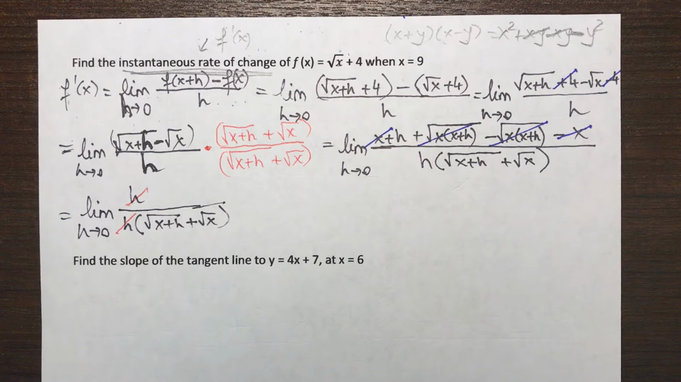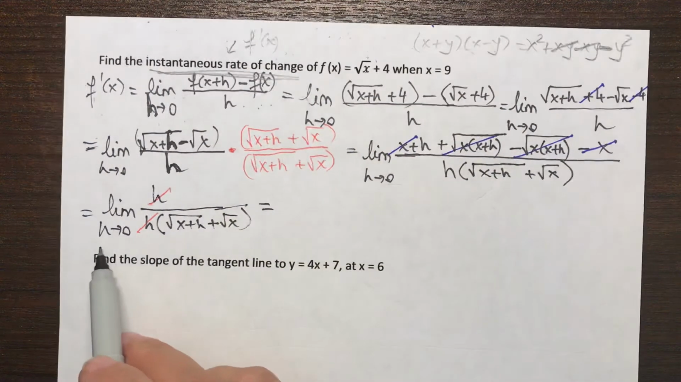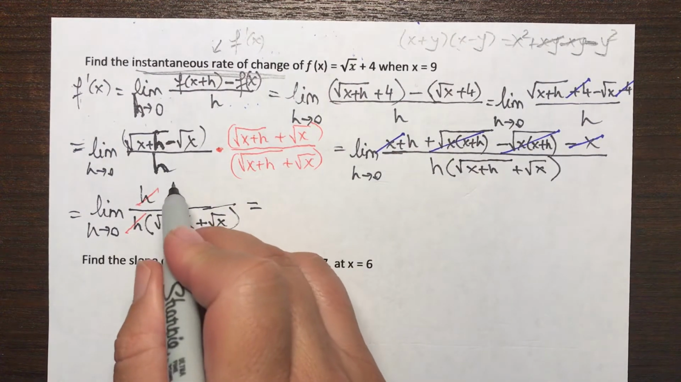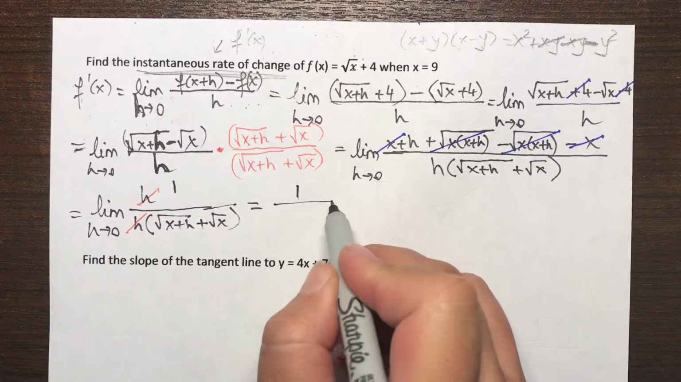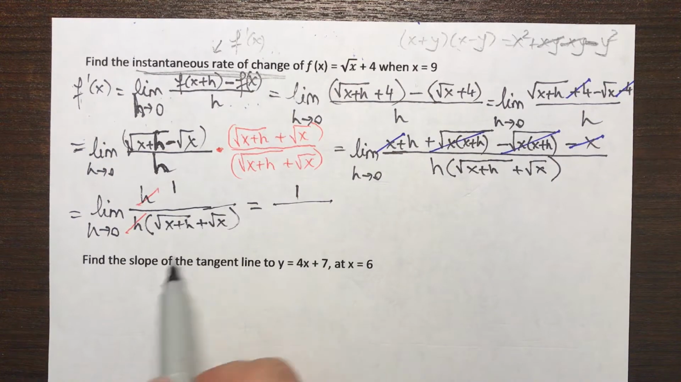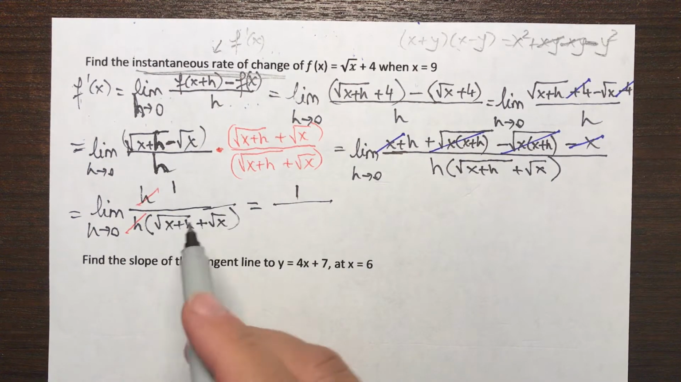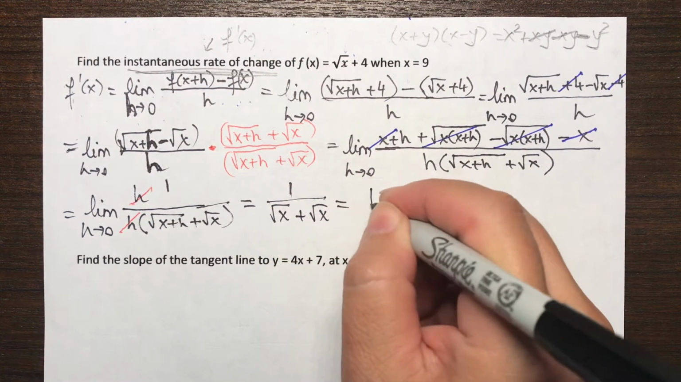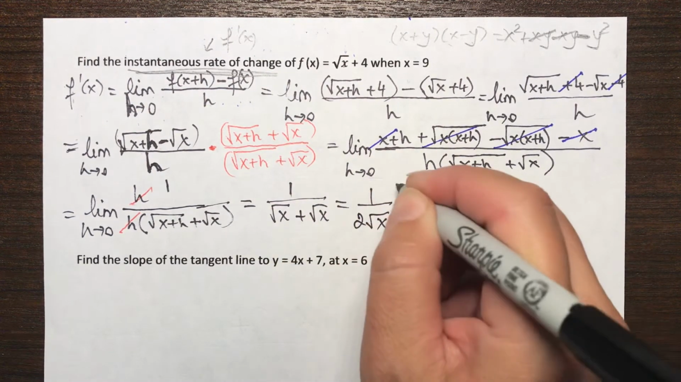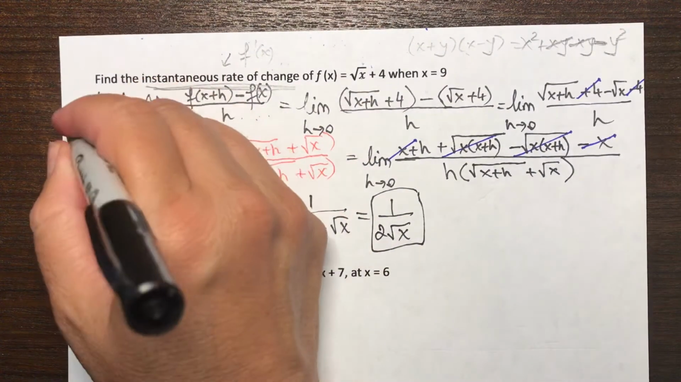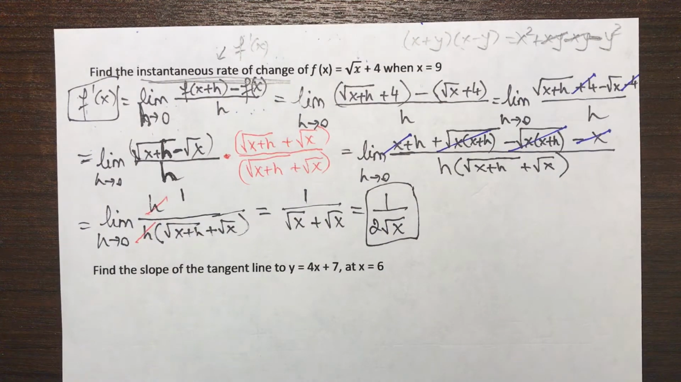So can I now plug in 0 for h just to save some time? Now I'm finally ready to evaluate this limit. So again, when they reduce, I'm left with a 1 in the numerator. h goes into h 1 times. Same thing here, but 1 times anything is just itself. So when I plug in 0 for h, what do I get? The square root of x plus another square root of x, which, by the way, equals 2 of them. Okay? So this is the derivative of this function at any random x value.